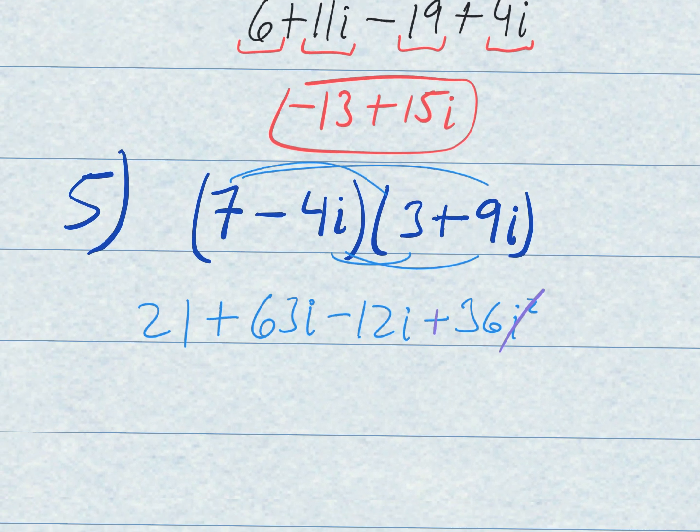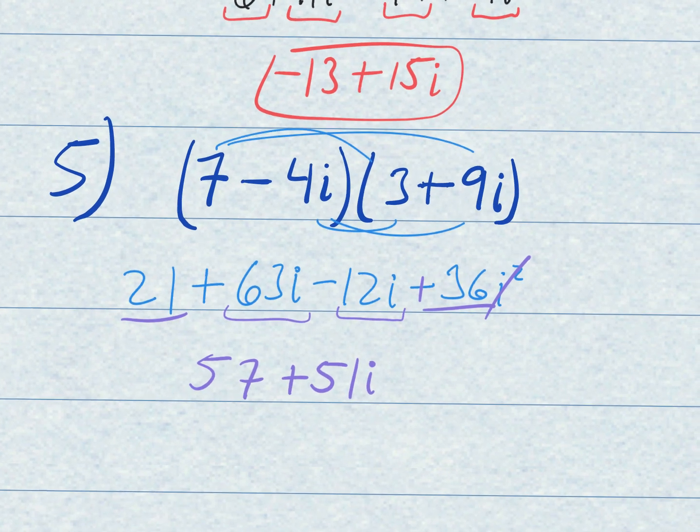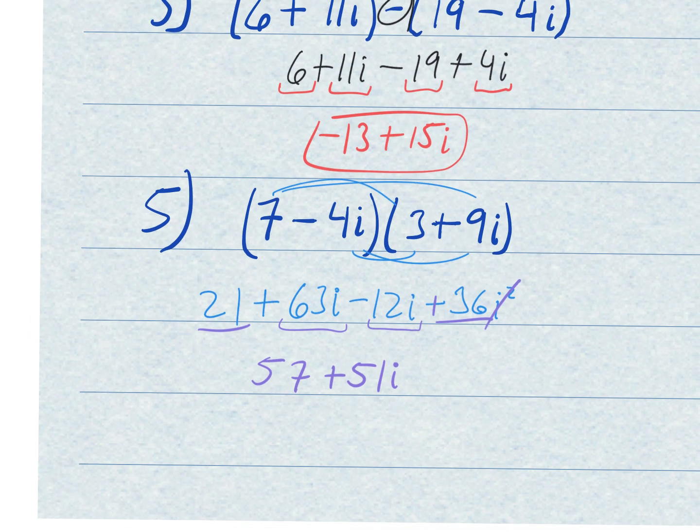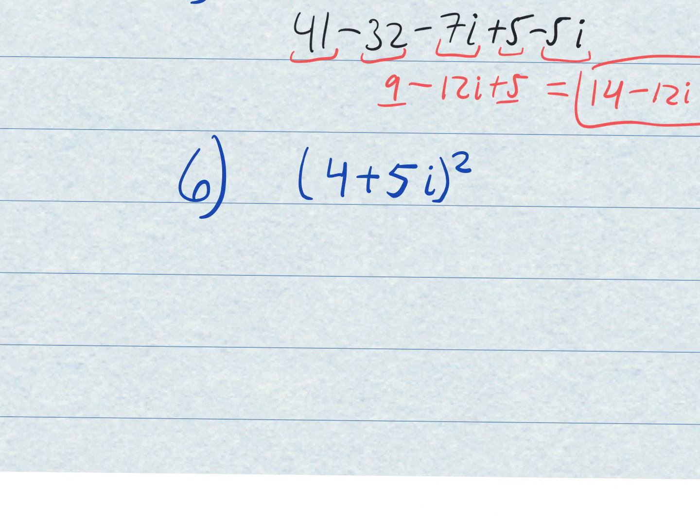Now we just combine real plus the real. So 21 plus 36 is going to get you 57. And then you get 63i minus 12i. So we combine our imaginaries now. We should get plus 51i. Anytime you see an i squared, you can't leave it like that. You have to actually replace it with a -1 because that becomes a real number. So this becomes our answer.